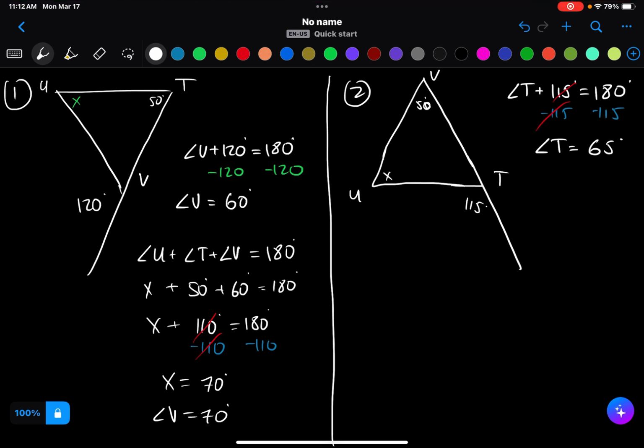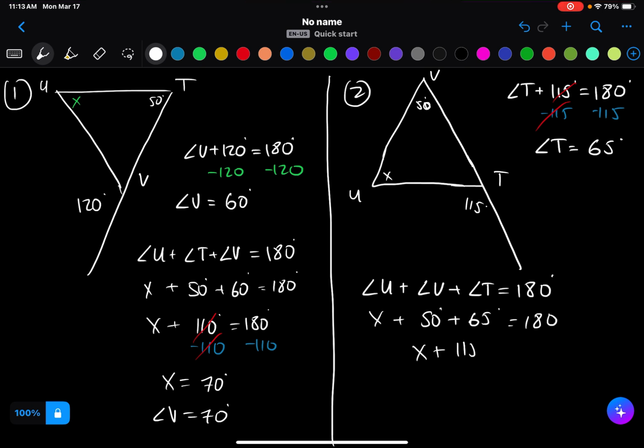Now I know 2 of the 3 angles in a triangle. And I know that if I were to add angle U plus angle V plus angle T, they have to add up to 180 degrees. And now I know that V was given to us, it's 50 degrees. T we just found out is 65 degrees. So now it's just X. Angle U is the one that's missing.